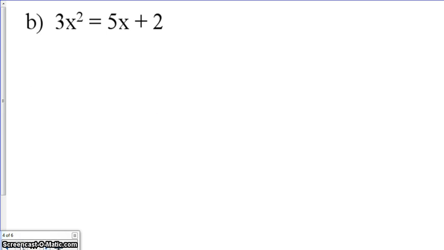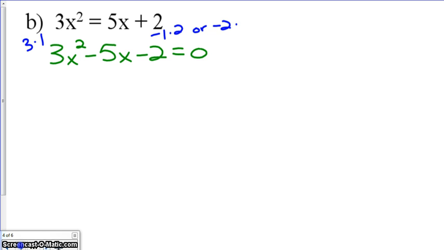Moving on. Again, set everything equal to 0. Make sure your x squared term is positive. And this is a hard 3-term factoring. So we look for factors of 3 and factors of -2, so they have to multiply by those 2 end terms and add to give us our -5 in the middle. It's a game, again, of guess and check. We know we have to use 3x and 1x. We just have to figure out if it's -1 times 2 or -2 times 1.